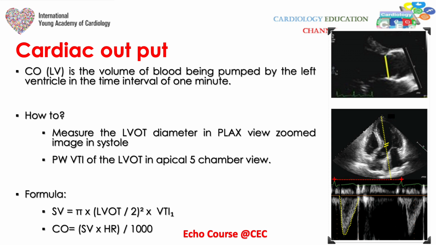And how to calculate this? By measuring the LVOT diameter in the parasternal long axis view with a zoomed image in systole, and the pulsed wave velocity time integral of the LVOT in the apical 5-chamber view. Then use the formula: stroke volume is pi r squared of the LVOT multiplied by the velocity time integral from the LVOT. Then you calculate the cardiac output by multiplying the stroke volume by the heart rate over 1000. Then you have the cardiac output.